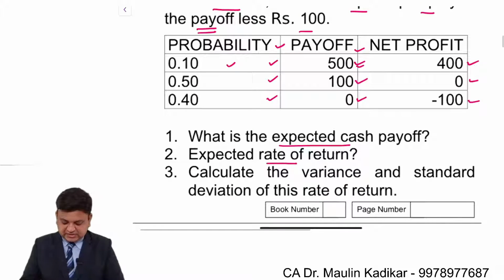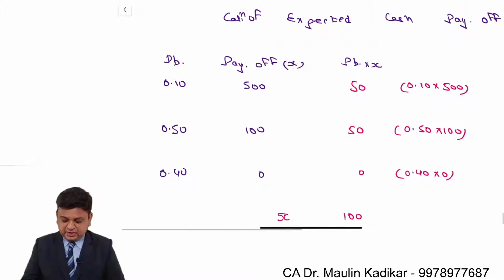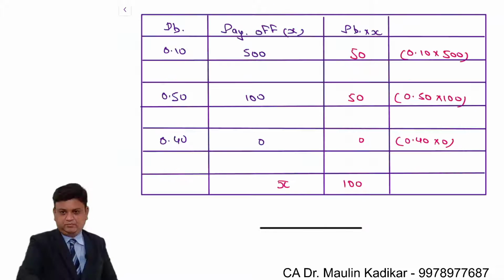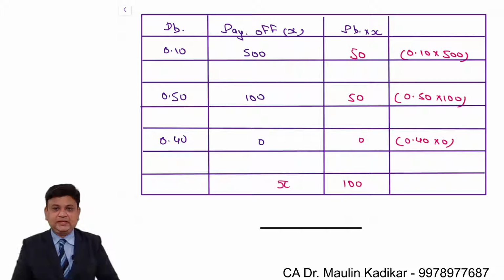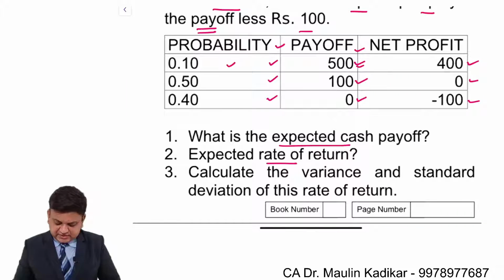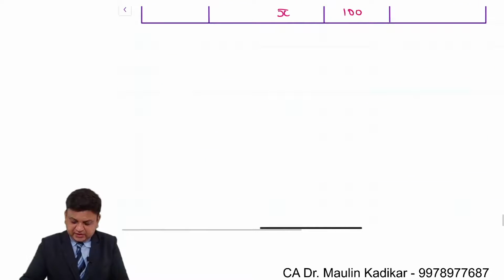Second part of the question is the expected rate of return. So we are required to compute the expected rate of return in the second part of the question. The second part of the question says, what is the expected rate of return? So we can give the answer for the expected rate of return like this.